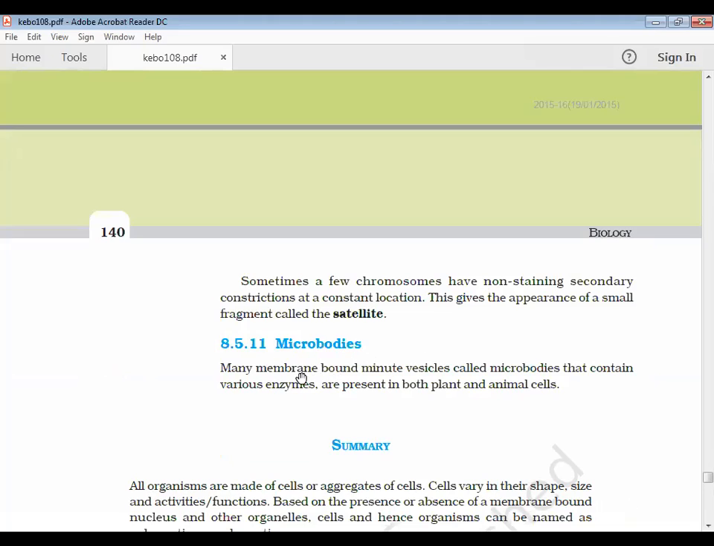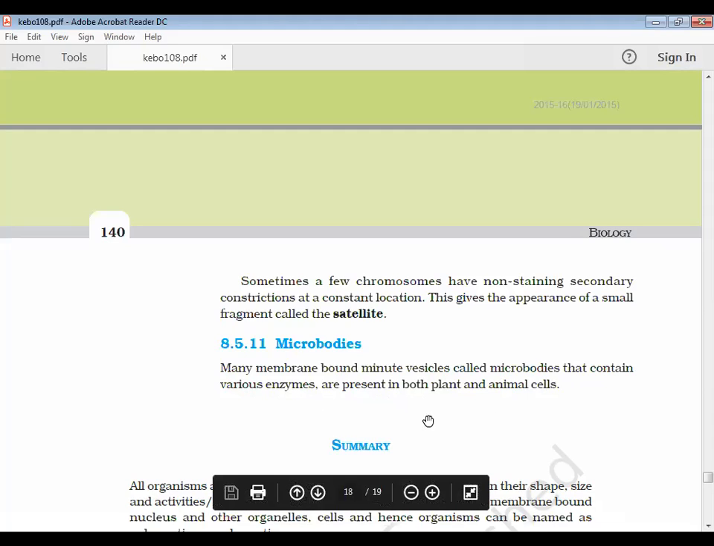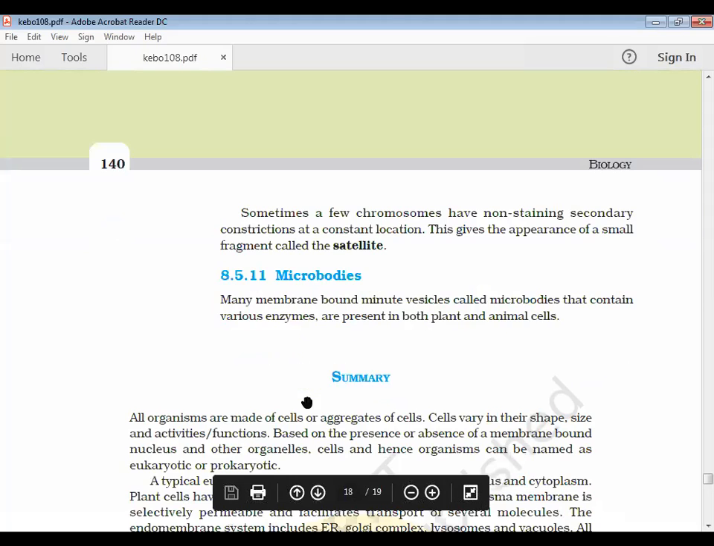Finally, microbodies. Many membrane-bound minute vesicles called microbodies that contain various enzymes are present in both plant and animal cells.